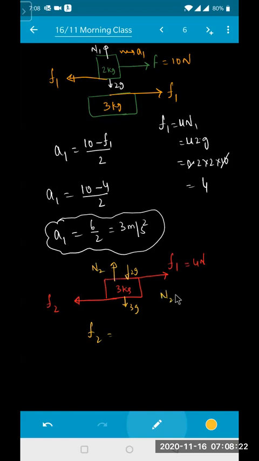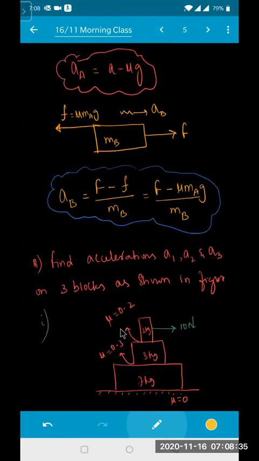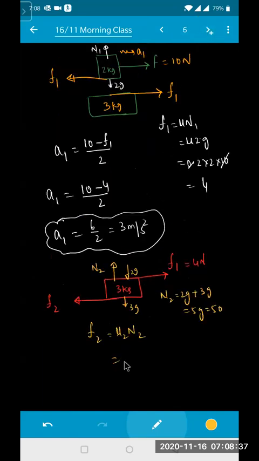So this N2 will be equal to how much? 2g plus your 3g, so that will be equal to 5g, which is 50. Then friction will be mu2 into N2. What mu2 value is given between them? 0.3. So this is 0.3 into N2, which is 50. This one will get cancelled. This one is 15 Newton.